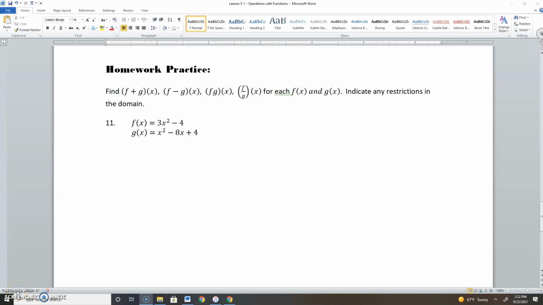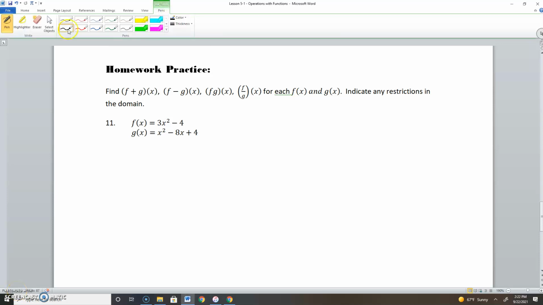Okay, so you guys are going to have your homework for lesson 5.1. The instructions for the homework on lesson 5.1 say, find f plus g of x, f minus g of x, f times g of x, f divided by g of x for each f of x and g of x. Indicate any restrictions in the domain. f of x equals 3x squared minus 4, and g of x equals x squared minus 8x plus 4.